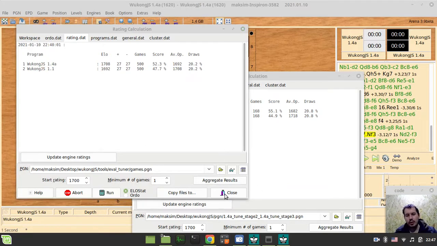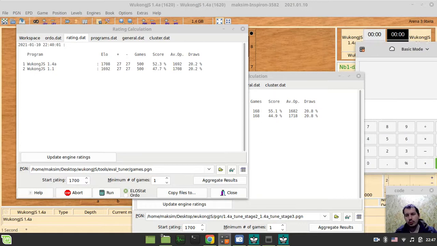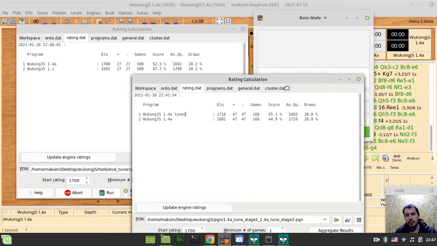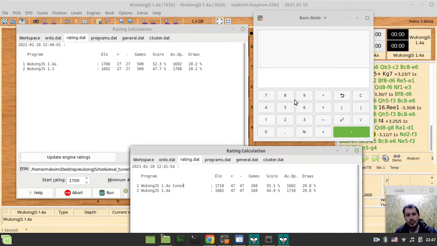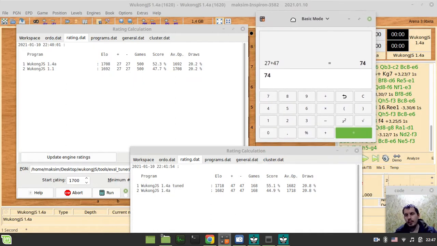So eventually I've managed to gain, I'm very bad at calculating things in my head, so let's say 27 plus 47. Okay, so it's around 74 Elo points, which is really not that bad at all, especially when you realize how I was actually tuning this. When you realize how I was doing this, you will be very surprised by these values because they are quite impressive. So this is it regarding the current stage.